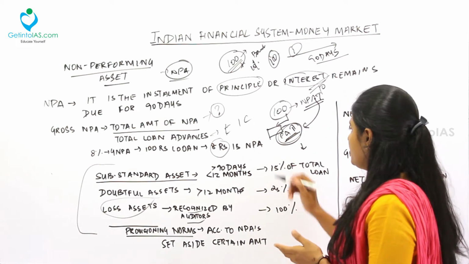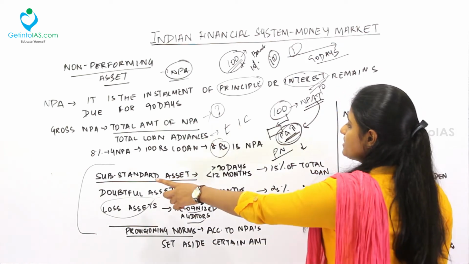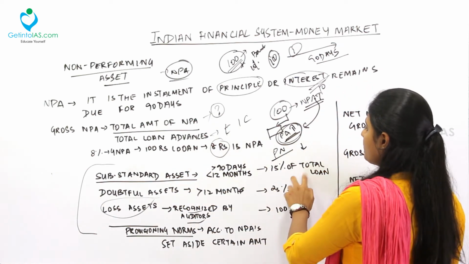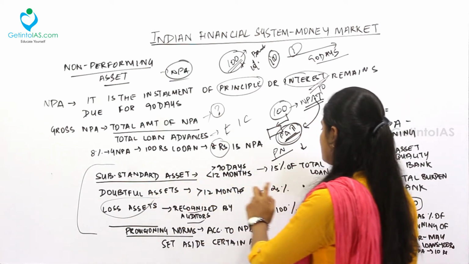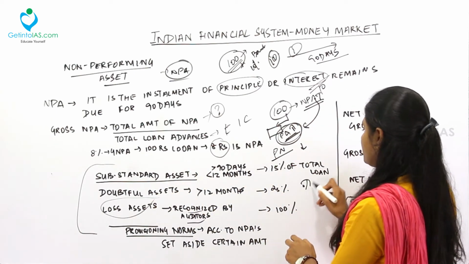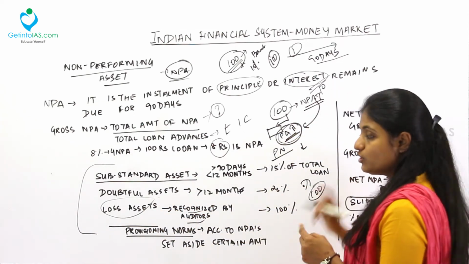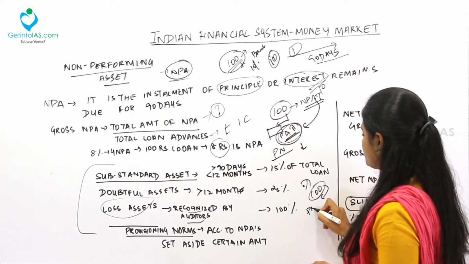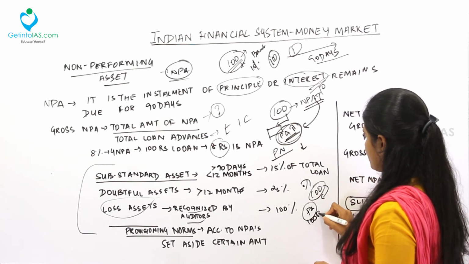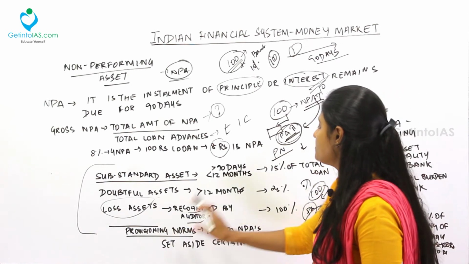Fine. See, the provisioning norms for various assets are calculated. For example, under substandard asset, the provisioning amount is 15% of the total loans. Under the doubtful assets, it is 25% and it keeps increasing. Under the loss asset, if I give 100 rupees as loan, I know I won't get back the 100 rupees, and hence my provisioning amount will be 100 rupees. I should store 100 rupees inside my provisioning account. These are called the provisioning norms.